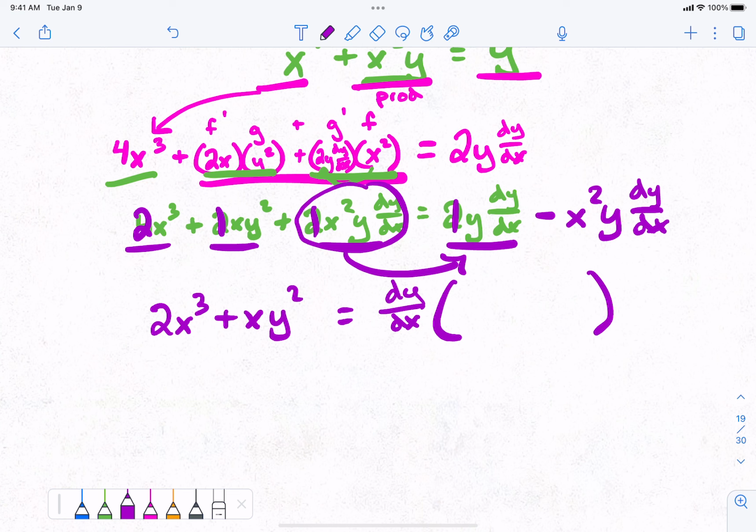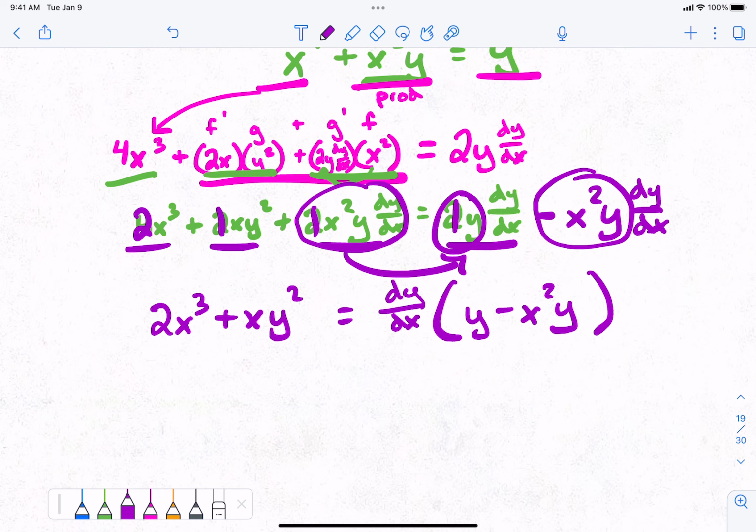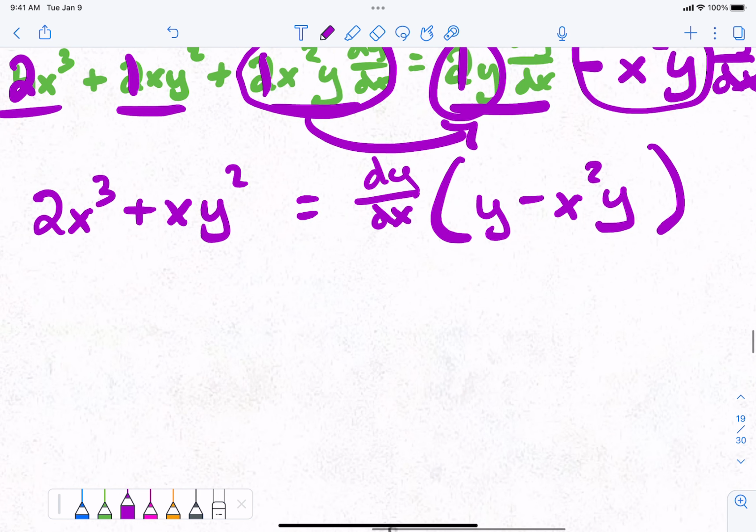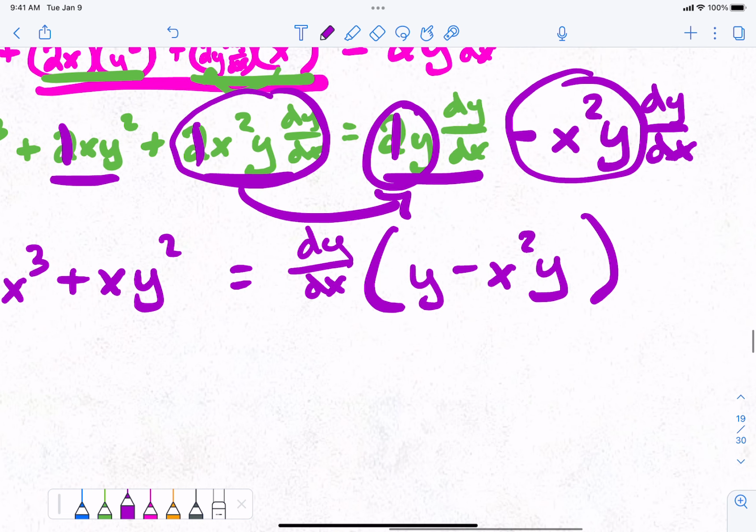again, you guys can probably do this without having to write this middle step down. This is just y minus x squared y, right? I took this minus this and I pulled the dy dx out. Why? Because you want the dy dx out front. Why don't you just subtract the y and the dy and the dx off? What are you talking about? Like just make it negative x.